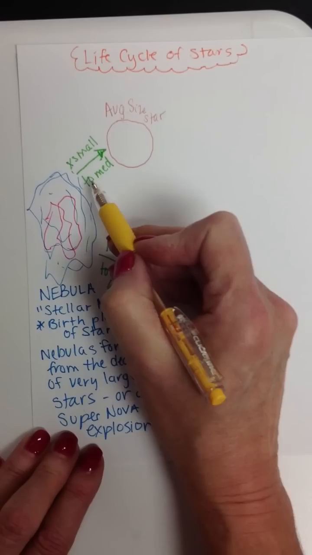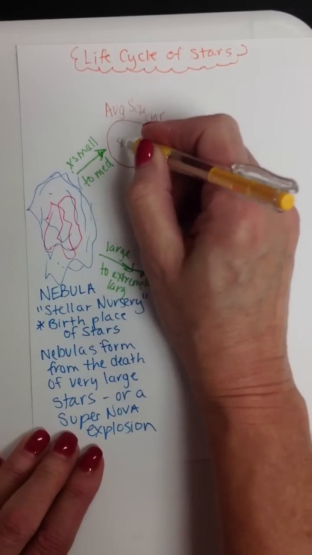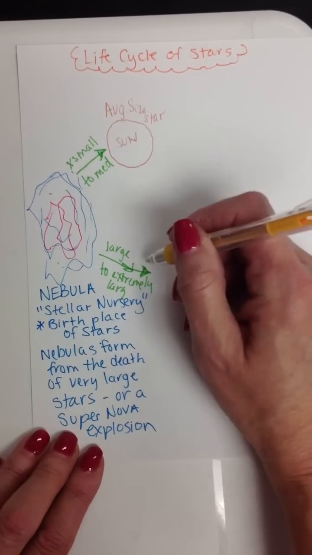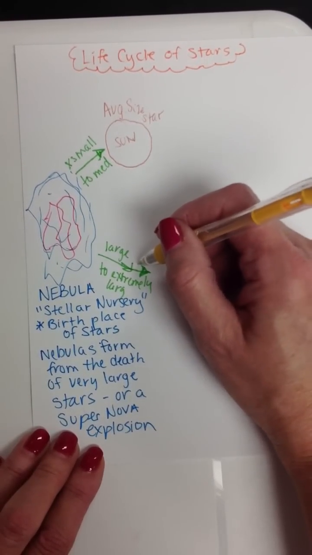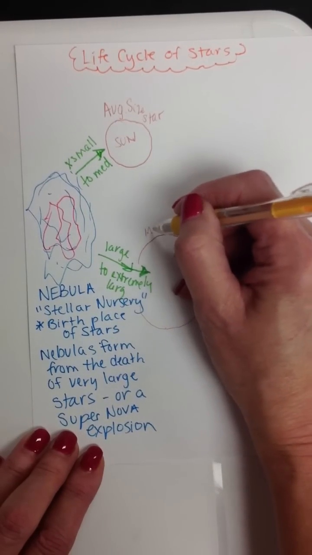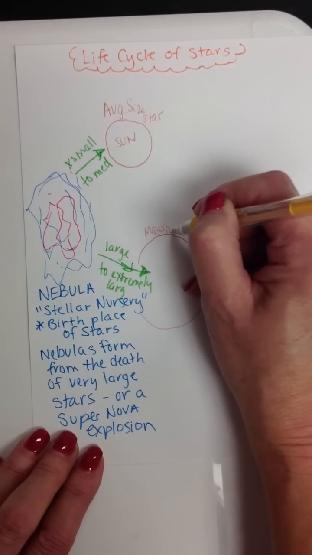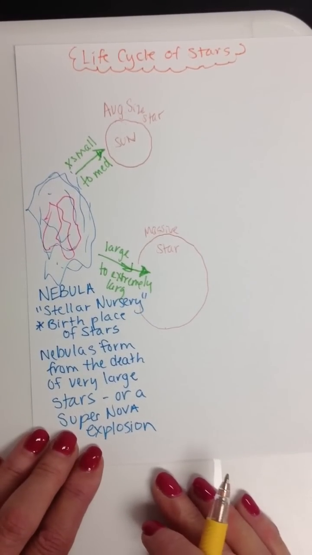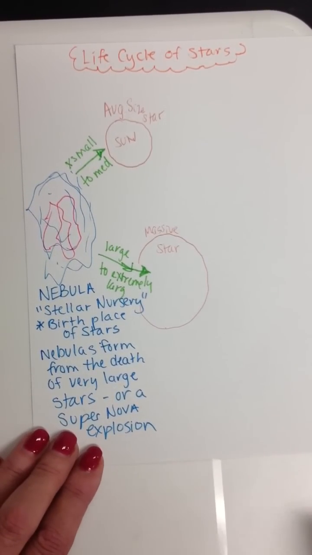Or small, extra small to medium. Something like our sun is medium, so it falls into this category. Whereas this category would be those large to extremely large. This would be a massive star.